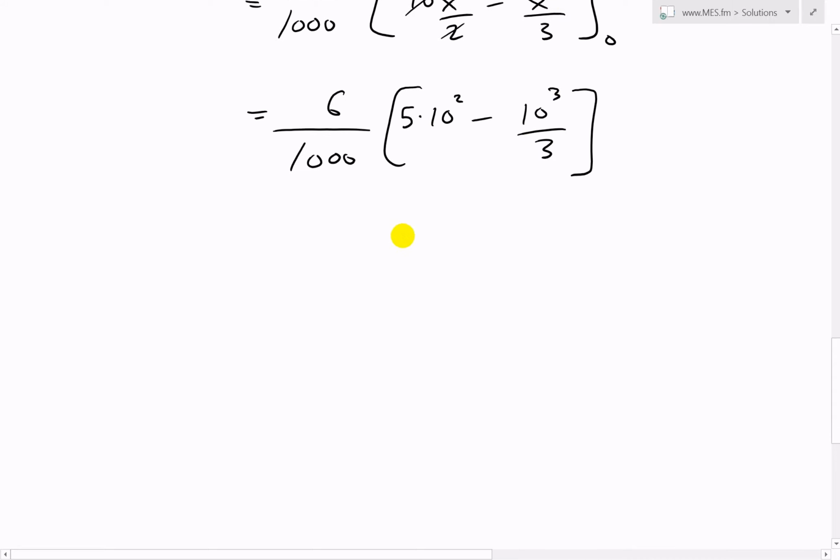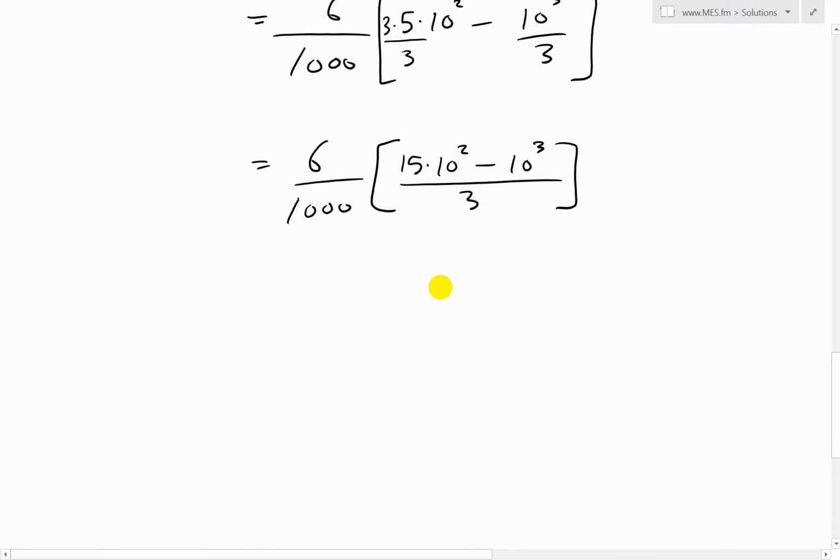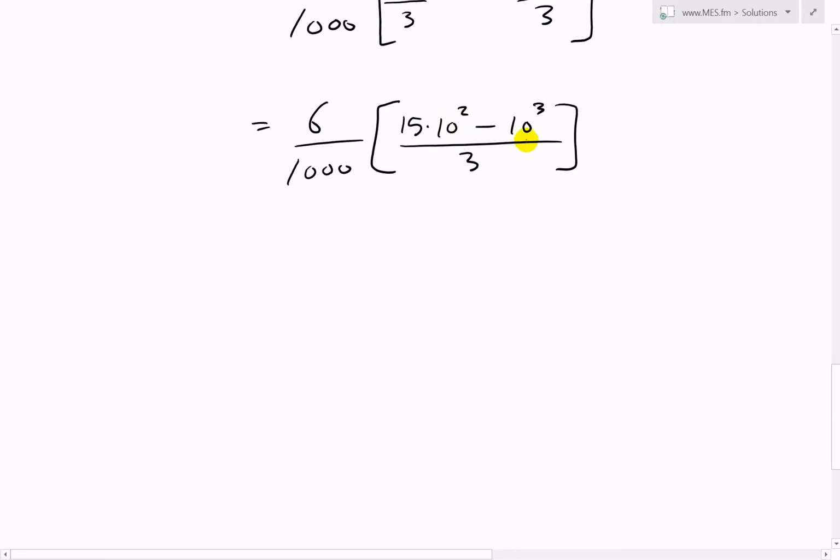So what we have here, I'm going to move this over. I'm going to multiply this by the common denominator right here of 3. So 3 and then divided by 3. So that what we end up having is 6 over 1,000. And then we have this 15 times, this is going to be 100. 100 minus, this is just 1,000. Well, actually, instead of even doing that, we'll just keep this squared like that. I'll show you why. Because we could just factor out this 10 squared instead of having to deal with big numbers.